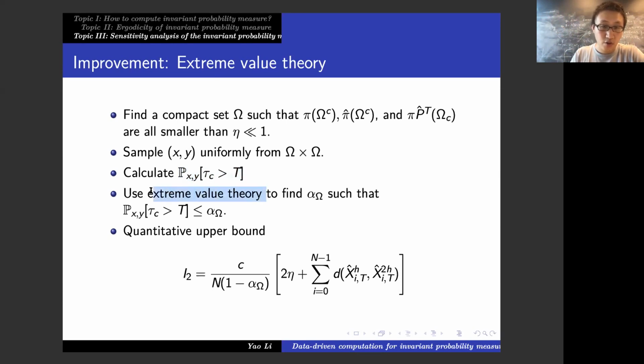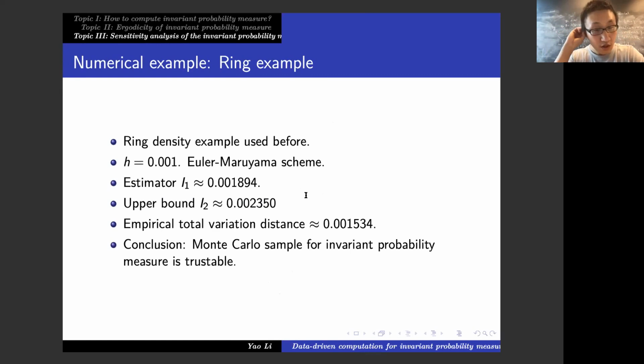This is a statistical tool, but it's quite useful. Statistically, you can decide whether the coupling time probability you get is bounded or not. If it's bounded, then very good, you have some alpha. Then this really gives the upper bound of your sensitivity. Okay, so let me wrap up the talk with two numerical examples.